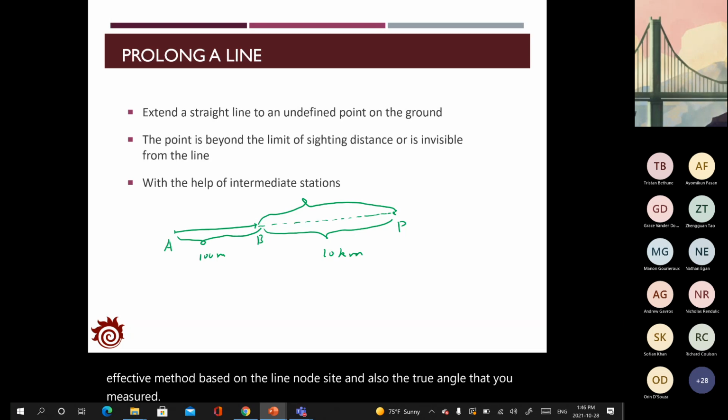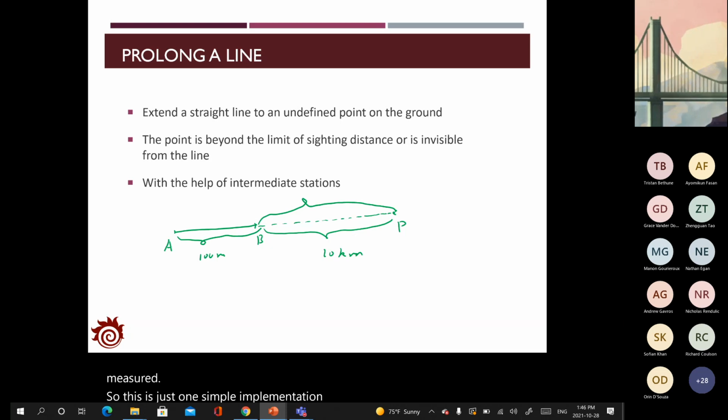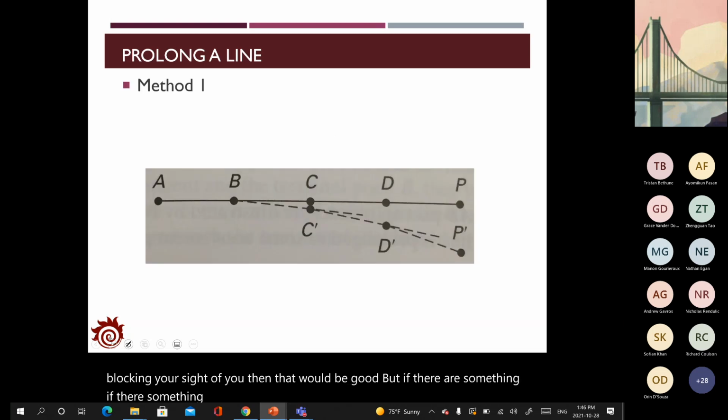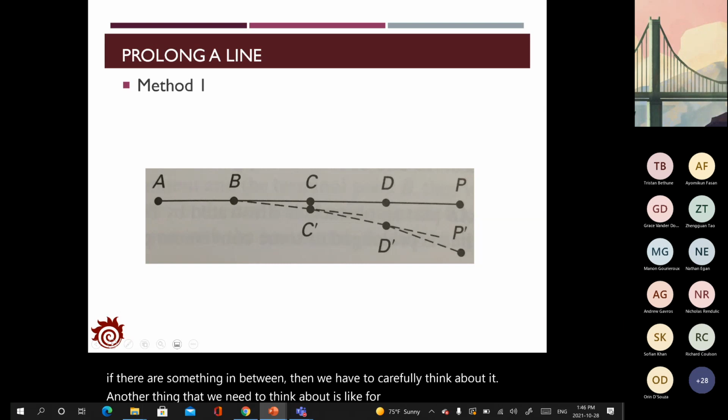So this is just one simple implementation. Of course, if there's any object blocking your line of sight, then that will be good. But if there is something in between, then we have to carefully think about it. Another thing we need to think about is the extension of the line.